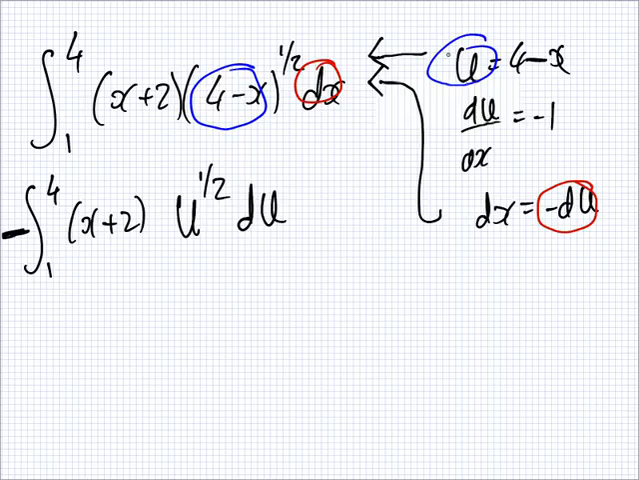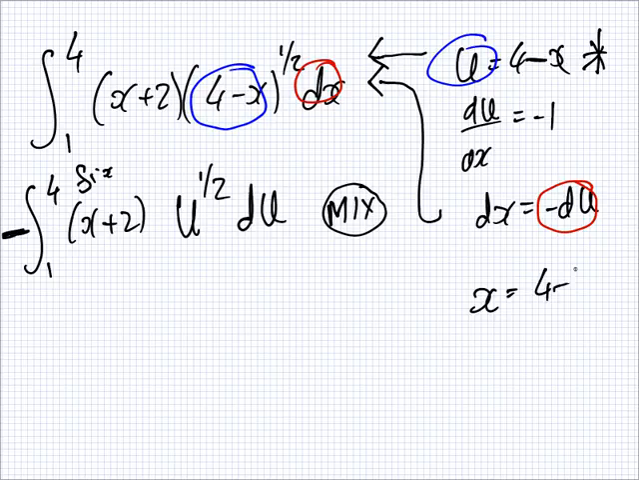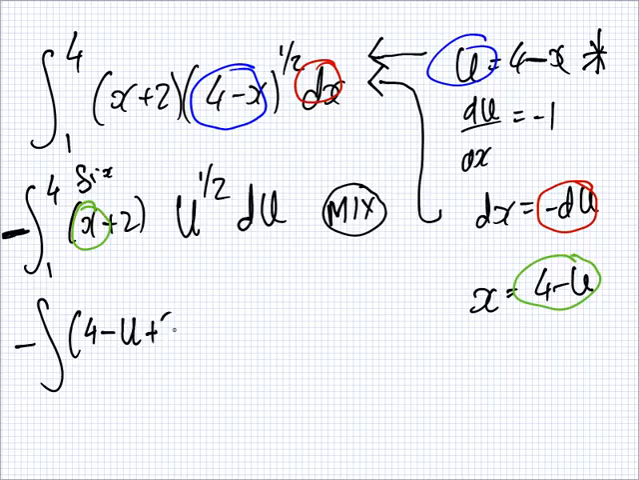Okay, now what's the problem here? The problem here is it's mixed with x and u. So we need to fix which part, the u or the x? The x needs to be fixed. So if you look here, what does x equal? 4 minus u, if you rearrange it. So that's how you can fix it. This now becomes minus, and I can replace the x here with 4 minus u. So now I get 4 minus u plus 2, times u to the power of a half, du.